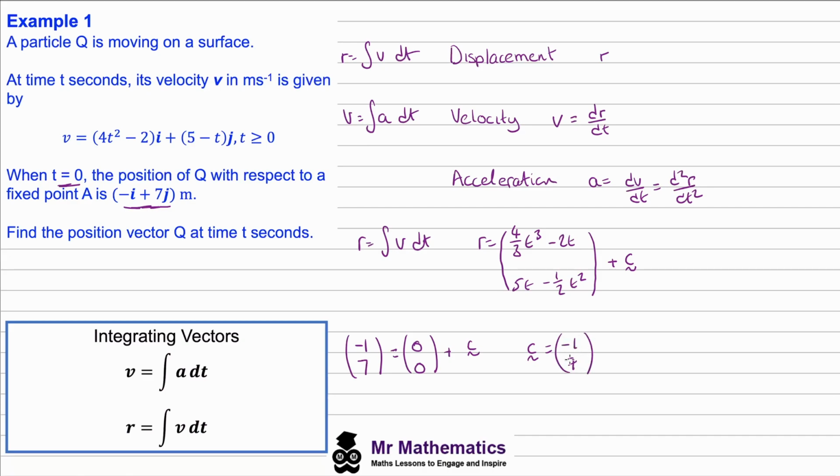So all we need to do then is substitute this constant back into our expression for the position vector. So r will be 4/3 of t cubed minus 2t minus 1. So this is the i component. And then for the j component, we'll have 5t minus 1/2 of t squared plus 7. And we'll close this as a vector, and we'll put in meters.